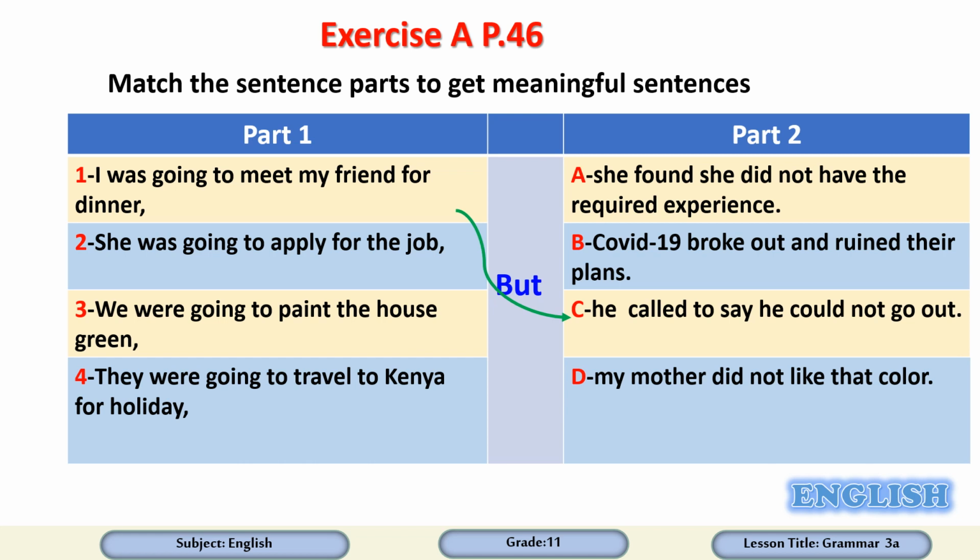If you have finished, let's begin. Sentence number 2. She was going to apply for the job, but, yes, very good. She found that she did not have the required experience. Sentence 3. We were going to paint the house green, but, yes, very good. My mother did not like that color. Sentence 4. They were going to travel to Kenya for holiday, but COVID-19 broke out and ruined their plans.